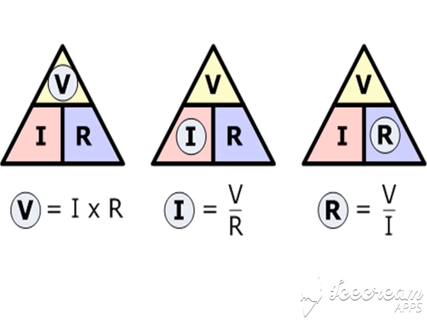Now this triangle will help you to remember the formula. If you see, both are coming in adjacent blocks, so V is equal to IR. Now if you want to find the formula of I, it is I equal to V divided by R. And if you want to find the formula of R, it can be V divided by I. So it is just for remembering the formula.